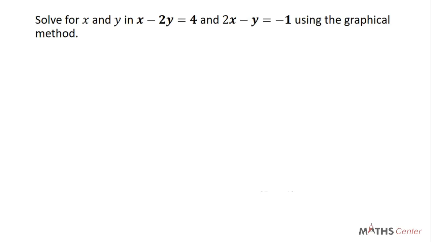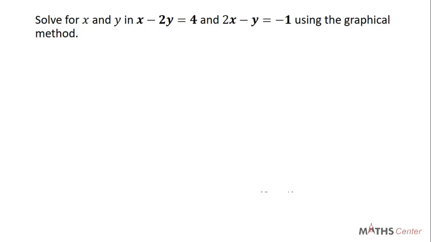In the previous video, we learned how to use the substitution method to solve simultaneous linear equations in two variables. In this video, we are going to learn how to use the graphical method to solve simultaneous linear equations in two variables. Let's look at our question for this video. Solve for x and y in x minus 2y is equal to 4 and 2x minus y is equal to minus 1 using the graphical method.